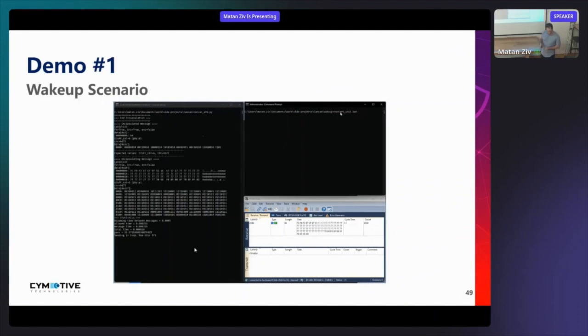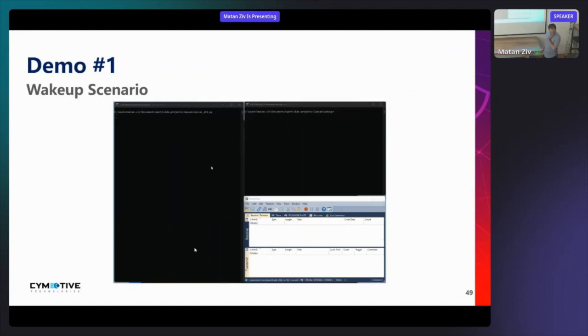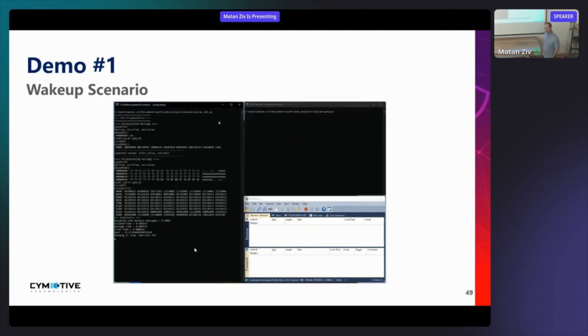So, I'm not sure how to. Does anybody know how to zoom? It's a movie. Huh? It is a movie. You cannot. Yeah, it's a GIF file.